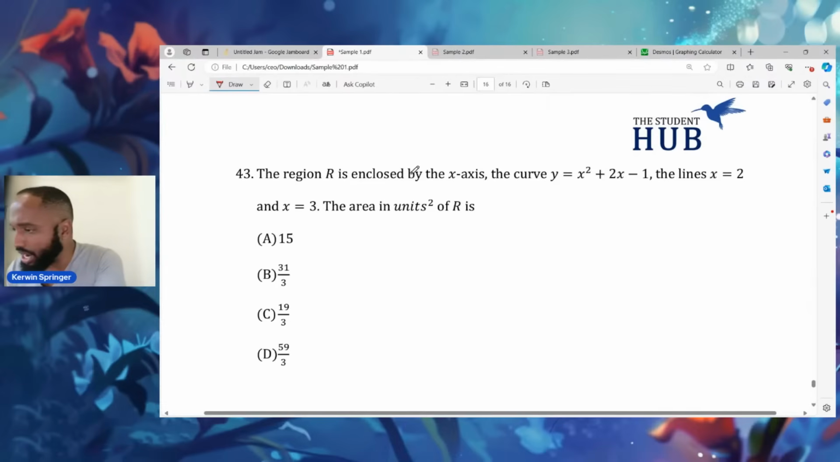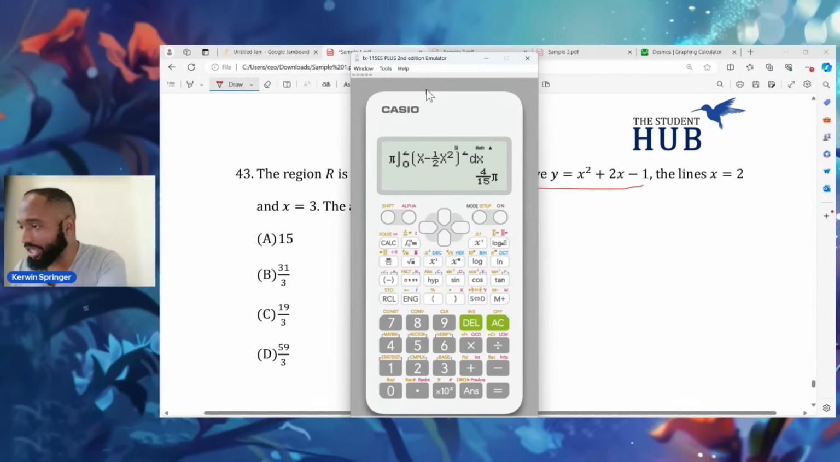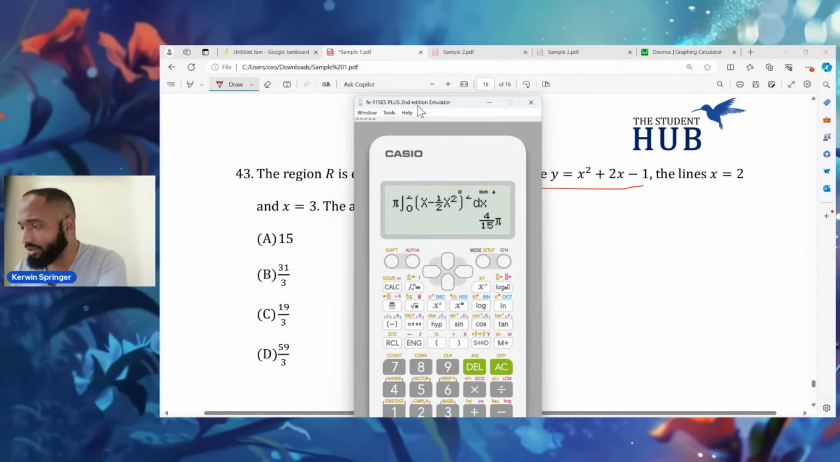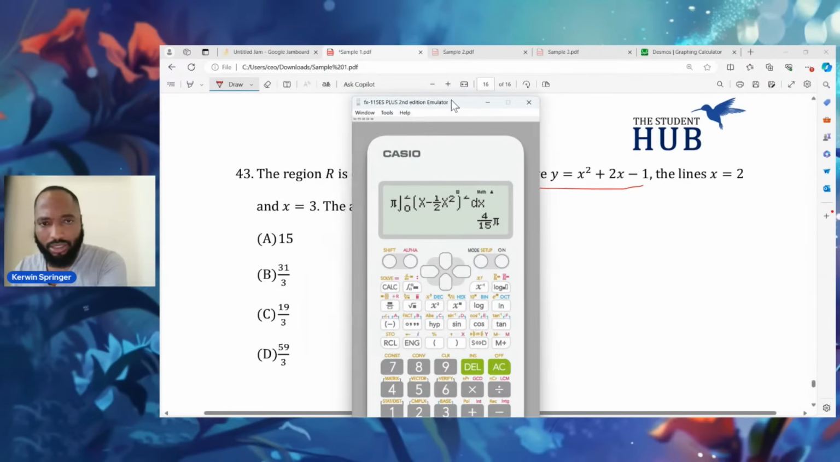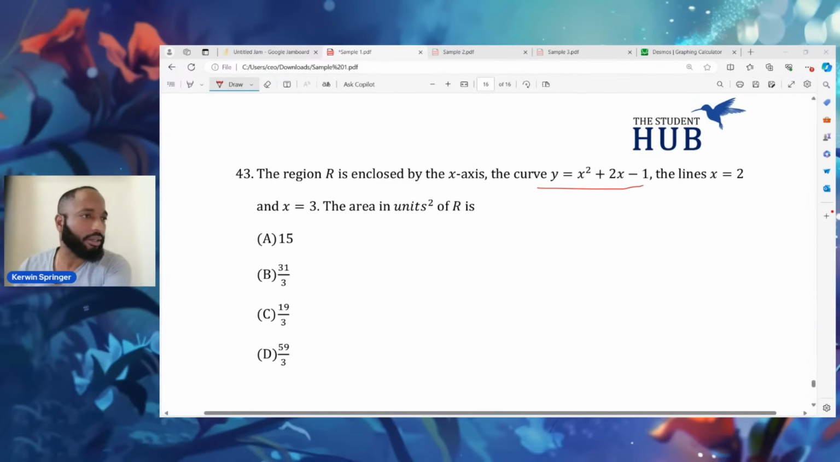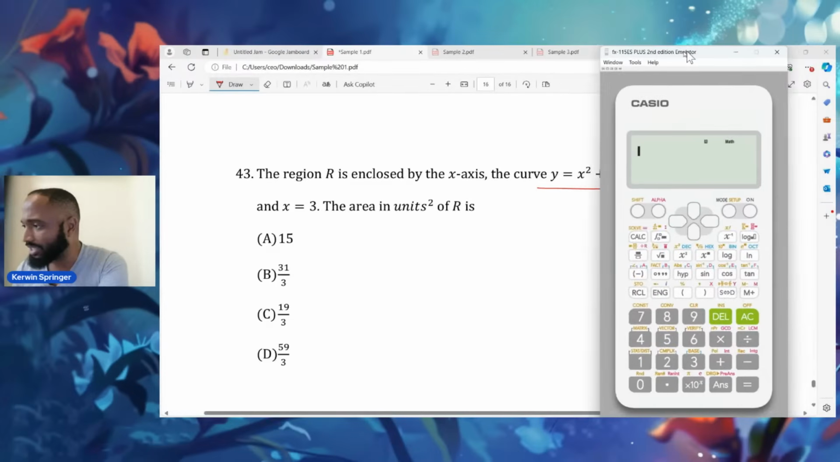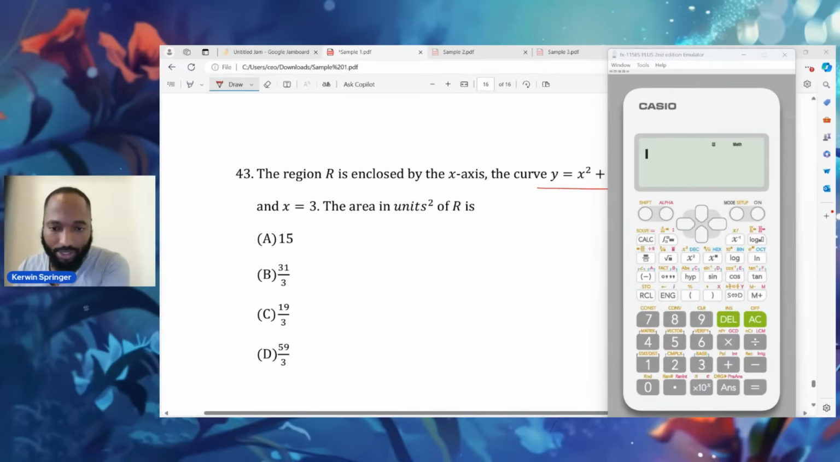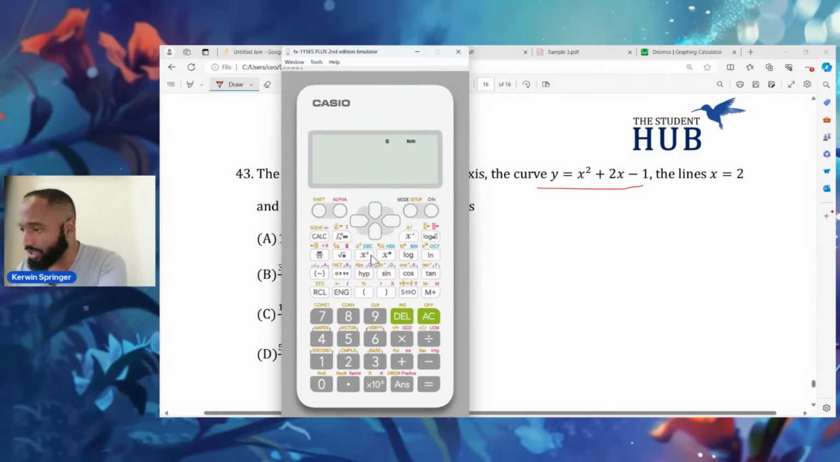So the region R is enclosed by the x-axis here. So once again, calculator. This time you don't need to square because you're finding area. For some reason my calculator isn't moving around as fast as it should. Bring it back up again. Resurrect it. So, boom. We're going to integrate this.